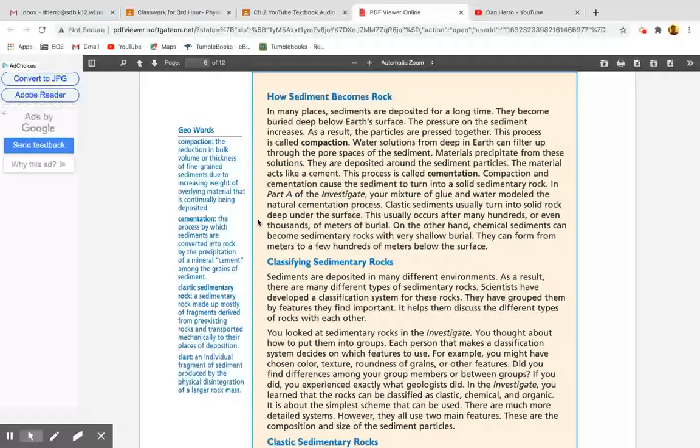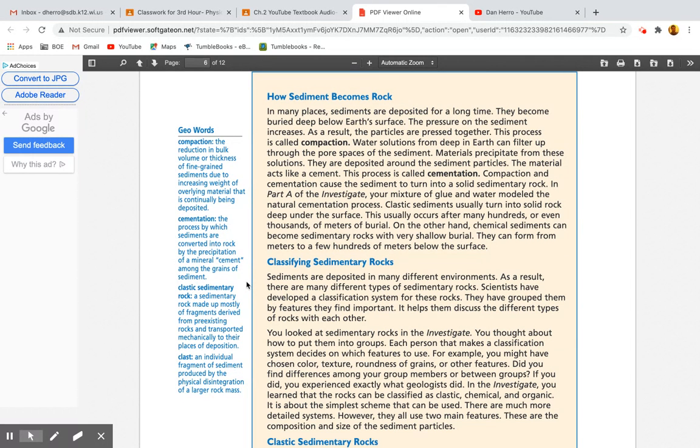In Part A of the Investigate, your mixture of glue and water modeled the natural cementation process. Clastic sediments usually turn into solid rock deep under the surface. This usually occurs after many hundreds or even thousands of meters of burial. On the other hand, chemical sediments can become sedimentary rocks with very shallow burial. They can form from meters to a few hundreds of meters below the surface.